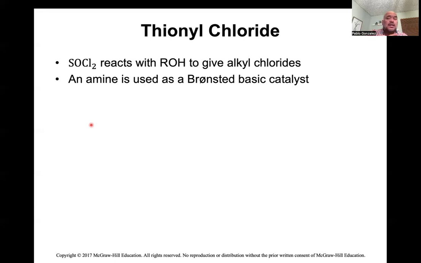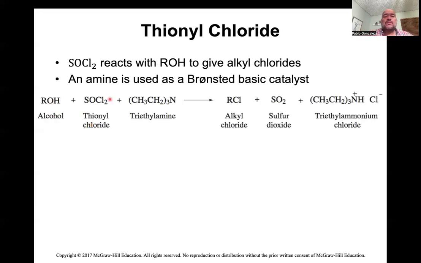If you don't have the amine, the reaction is going to happen, okay? So that's why you have the alcohol, thionyl chloride, triethylamine, and the products are going to be the alkyl chloride, sulfur dioxide, and triethylammonium chloride. This reaction is another one that you need to put in your index card, okay? Another way that you can create alkyl halides.